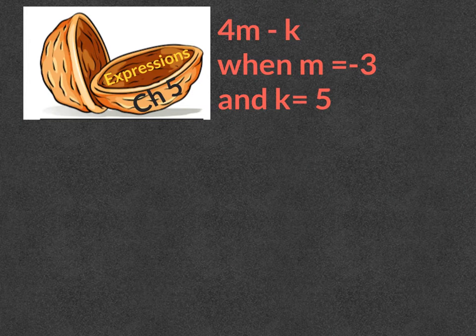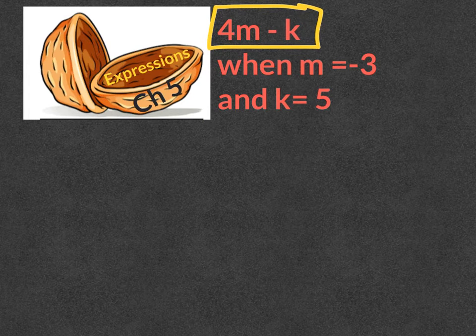This is Chapter 5 in a nutshell review. We're looking at algebraic expressions here. So I'm looking at this 4m minus k. I want to go through a couple pieces. First of all, the m and the k are what we call variables. They either represent an unknown or something that will be changing.